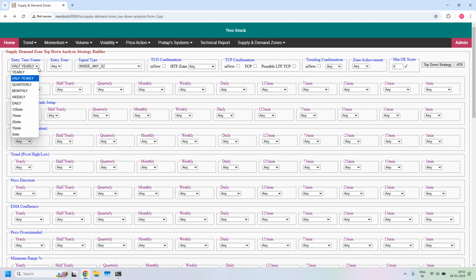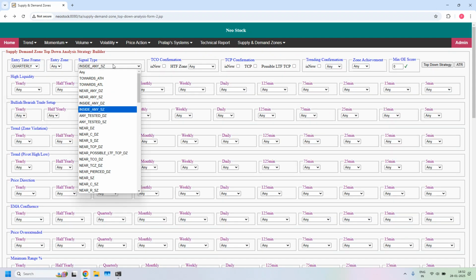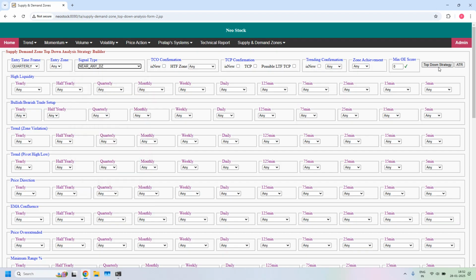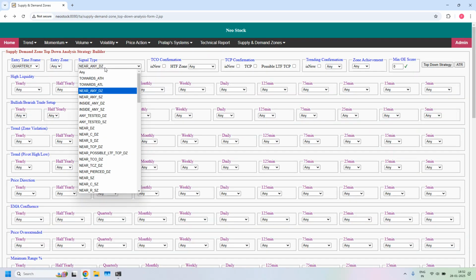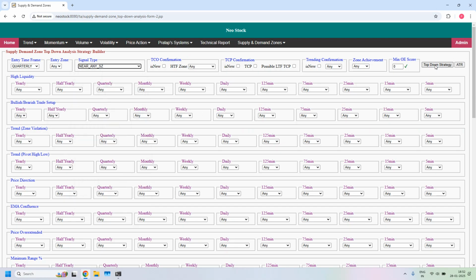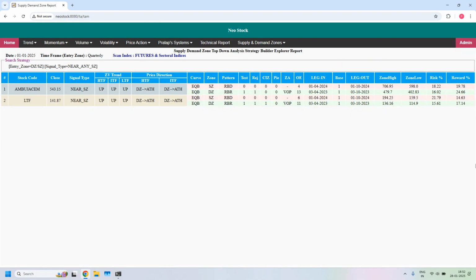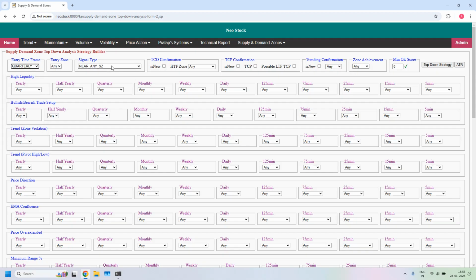Okay, next time frame is quarterly. Stocks near quarterly demand zone. 5 stocks are filtered. Next quarterly time frame, stocks near quarterly supply zone. We got 2 stocks. Next quarterly time frame, price closed inside the quarterly demand zone.